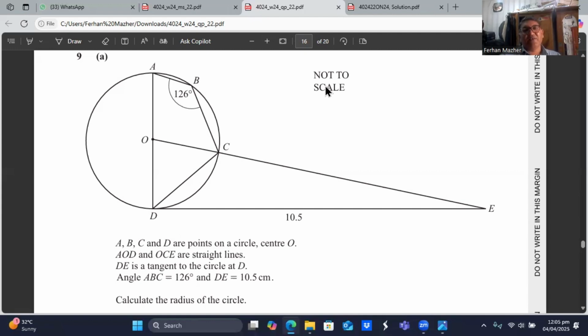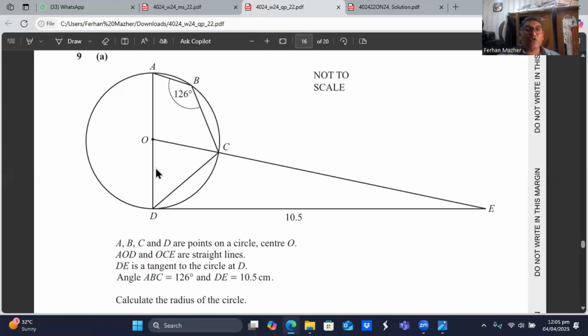Okay. So we can calculate the radius of this. So if this angle is 126, I can find this angle because ABCD is a cyclic, I said triangle. It's a cyclic quadrilateral. Sorry, I said triangle. It's a cyclic quadrilateral. And the B angle and the ODC angle, they are the angles in the opposite segment. So from 180 you subtract 126, you will get ODC.